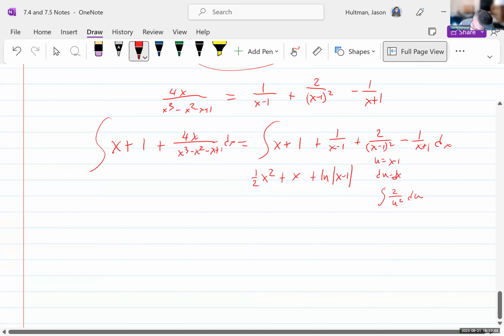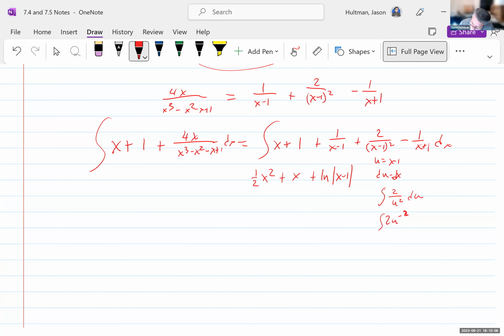Okay, 2 over, so this is 2u to the negative 2. Integrate, which is add 1 to this. So this is negative 1, divide by negative 1, negative 2u to the negative first, which is negative 2 over u. But what was u? It was x minus 1. So this is negative 2 over x minus 1. That's the next term.